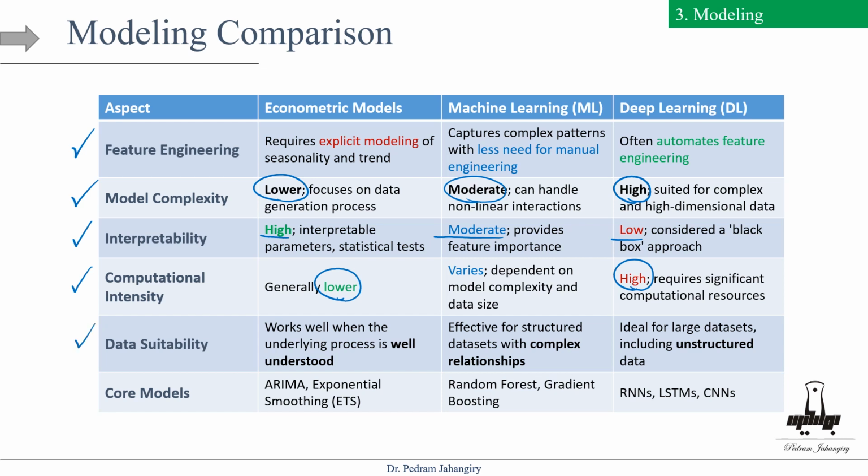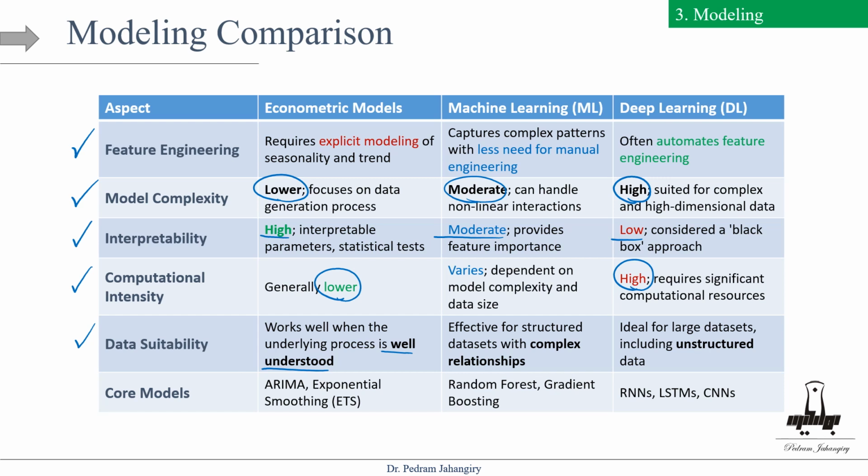Data suitability: of course, econometrics works well when the underlying process is well understood. Again, think about time series forecasting at a high level. Remember, what was step one? Problem definition. What is the problem that you have in mind? What is the behavior of your time series? Is it well behaved? Is it not well behaved? If you have a well-behaved time series, and you understand all the components, do not waste your time. You stick to a simple econometric model and it's going to outperform.